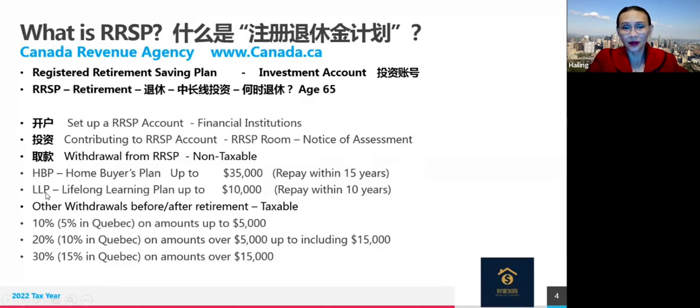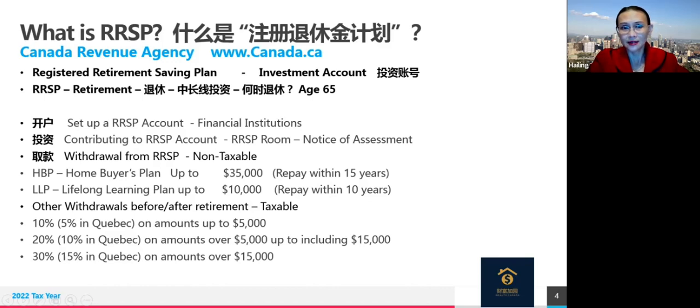Another scenario, you don't need to pay income tax on the withdrawal of RRSP, up to $10,000, is the lifelong learning plan. What does that mean? I want to go back to school and I need to have some money to pay for my tuition. So you can withdraw up to $10,000 tax-free. However, we never want to defeat the purpose of saving for retirement. So the repayment period will be the next 10 years.